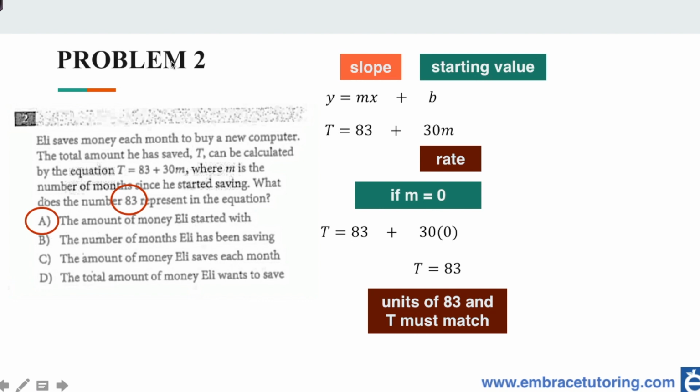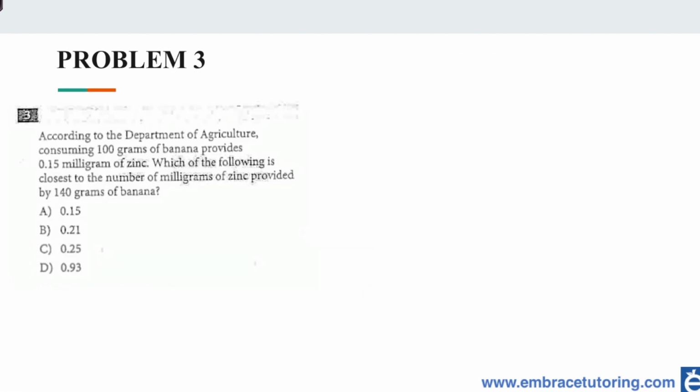So A is your best possible answer choice for question number 2. Problem number 3 states, according to the Department of Agriculture, consuming 100 grams of banana provides 0.15 milligrams of zinc. Which of the following is closest to the number of milligrams of zinc provided by 140 grams of banana?